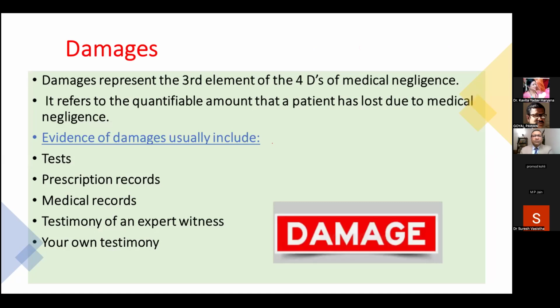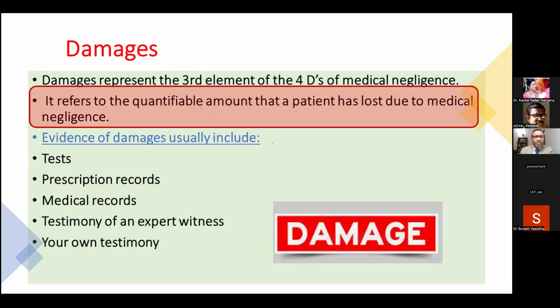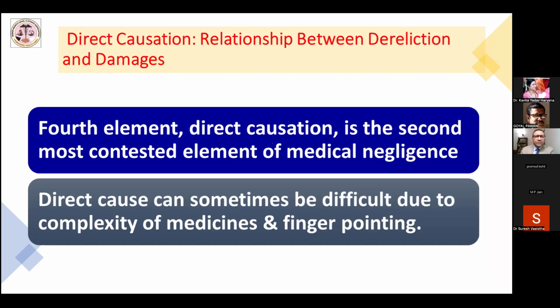The third is the damages, which is the most important. It refers to the quantifiable amount that a patient has lost due to the medical negligence. Evidence of damages usually includes tests, prescription records, medical records, testimony of an expert witness, and your own testimony. Damages could be quantifiable or even physical infirmity or anything else. And finally, the direct causation, which is the relationship between dereliction and the damages. It is the fourth element and is the second most contested element of medical negligence. Direct cause can sometimes be difficult due to the complexity of medicine and finger pointing.